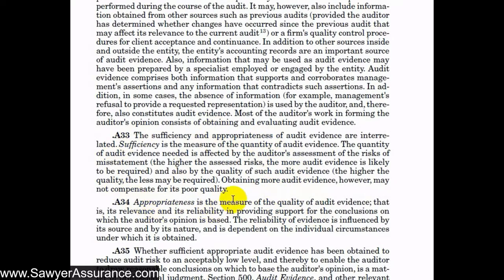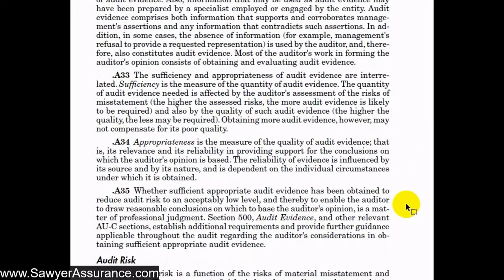And so really whether we have sufficient and appropriate audit evidence on which to base our opinion is very much a matter of professional judgment. And so more discussion of this topic is in AUC section 500, called audit evidence, and it gives us more detail about the auditor's considerations in obtaining sufficient appropriate audit evidence.